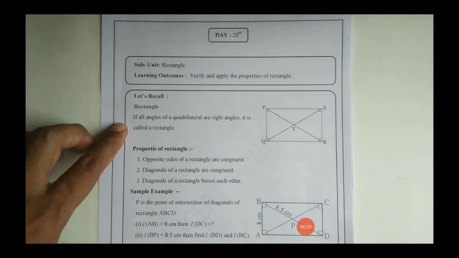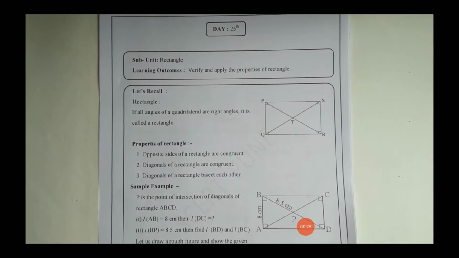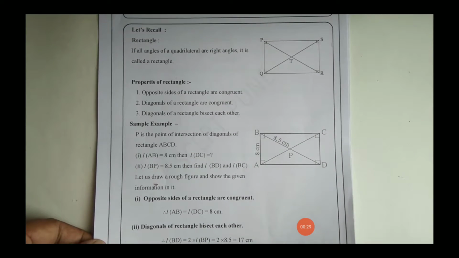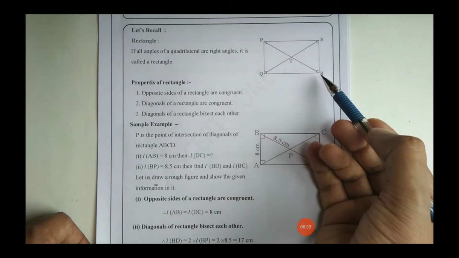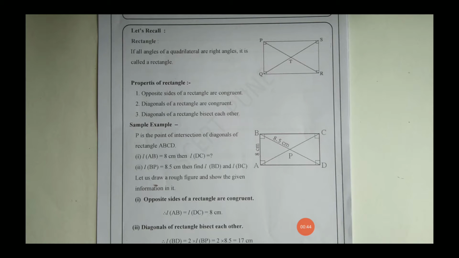So students, in the figure quadrilateral PQRS is there. Yes, PQRS is a quadrilateral and angle P, angle Q, angle R and angle S all are right angle. So therefore PQRS is a rectangle. What is the definition? If all angles of a quadrilateral are right angles, then it is a rectangle.